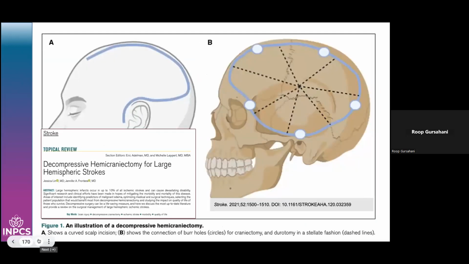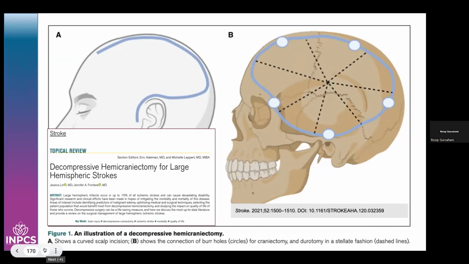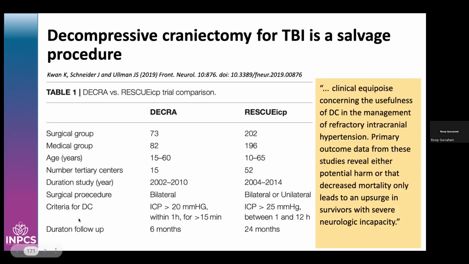There is a salvage procedure for this. And this is a salvage procedure that has now been used more and more often in the past 20 years. It's called decompressive hemicraniectomy. You remove a huge flap of skull. And once you do that, the brain has the space to expand. The problem is that when you do this, you decrease mortality, but you give an excess of survivors with severe neurologic incapacity.